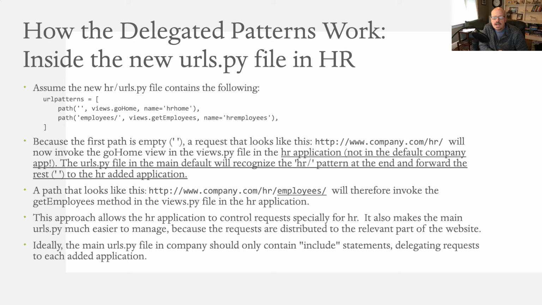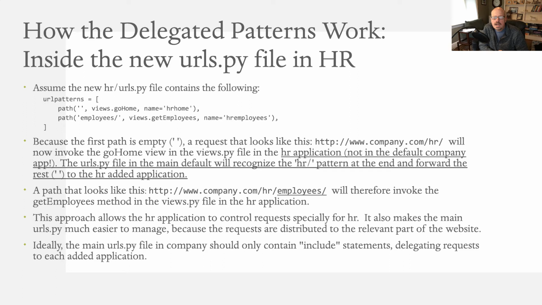So now that we have the urls.py file handled in the default app, that is the company application, what does the urls.py file look like in the HR application? Now, this is where it actually has to handle the request. All the urls.py file in the default app, the company default app, is doing is passing it off to another file, and that is the urls.py file in HR, which we've just created. So the urls.py file in the HR application is really where it has to invoke the views.